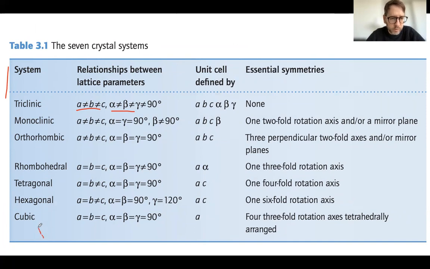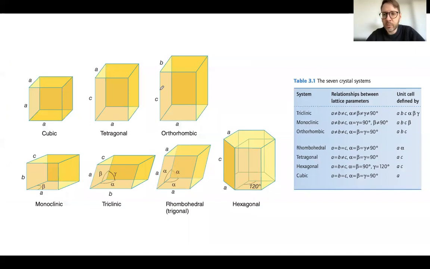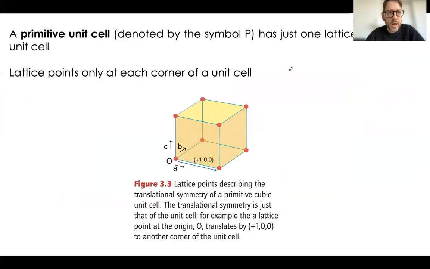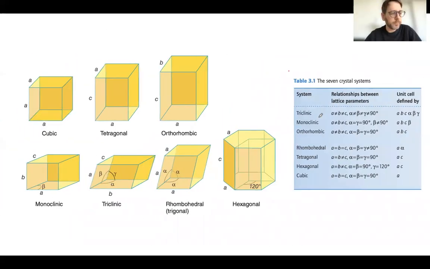So we go from the most symmetrical, which is the cube, to the least symmetrical, which is the triclinic. Here we have a comparison of all these unit cells. And okay, so let's take a look also at some. So here we described the sizes and the shapes of the unit cells.